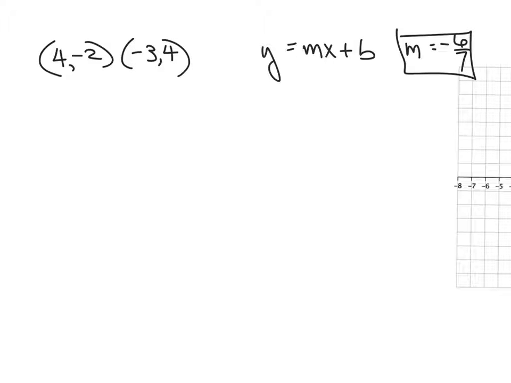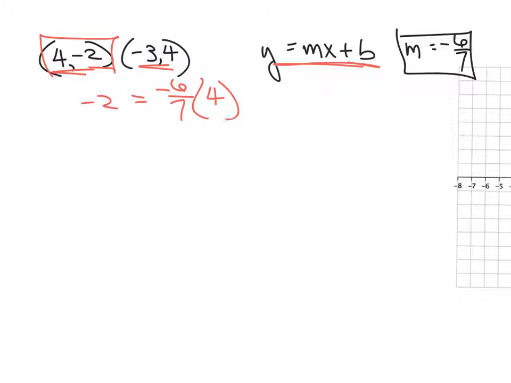And now we're going to take our equation again, and we're going to pick one of these points. Doesn't matter which one. Let's just pick this one since it's first. We'll put the negative 2 in for y, negative 6/7 in for m, 4 in for x plus b. And now we solve it. Negative 24 over 7 plus b, multiplied those.